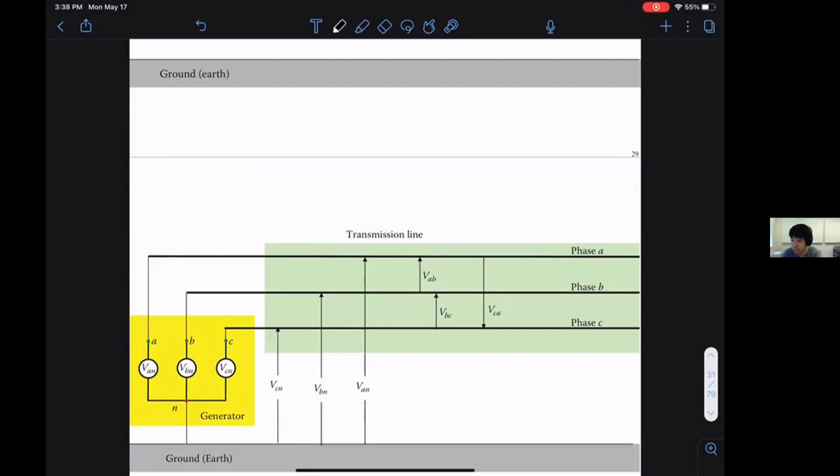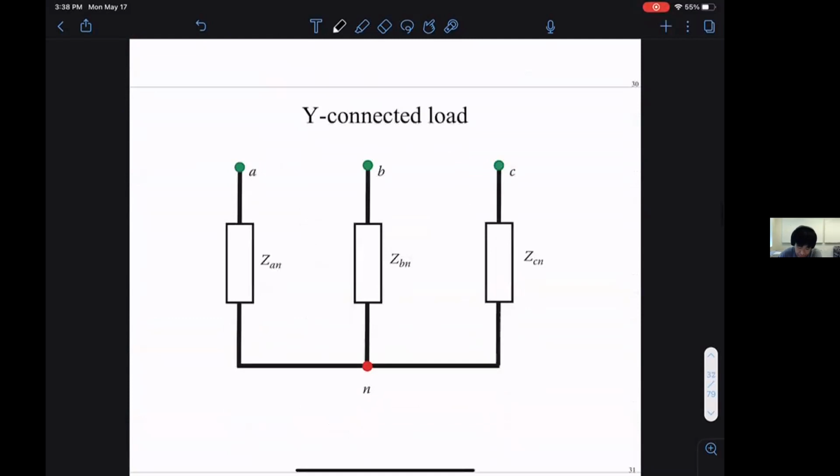On the generation side, let's now think about the load side. The question is, how do you connect the load? How will the load work? Let's first look at something called a Y-connected load. It's very similar to how the generation is connected. You have three loads and you tie them together at one end, and you get something called a Y-connected load.